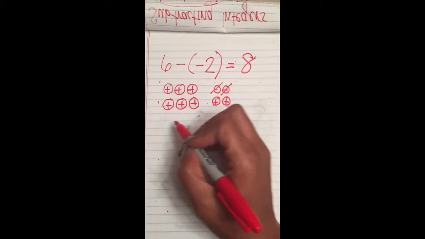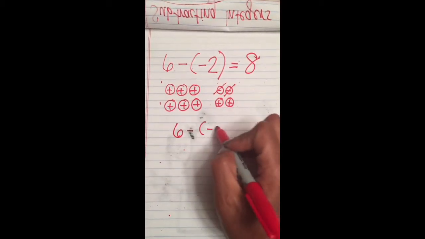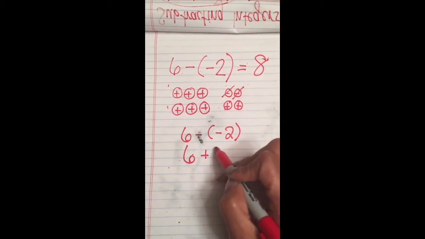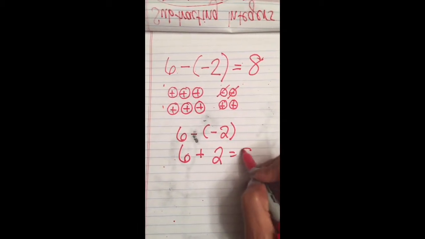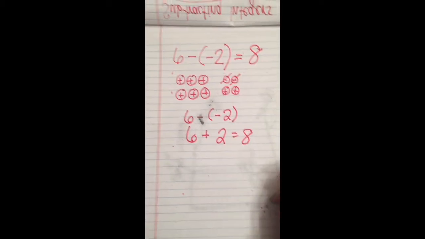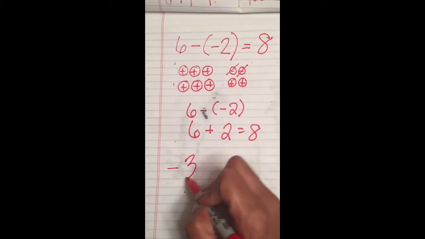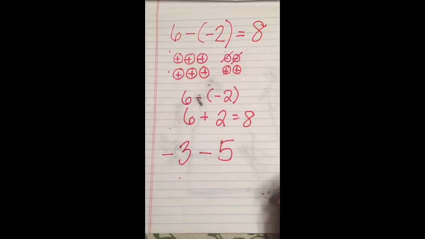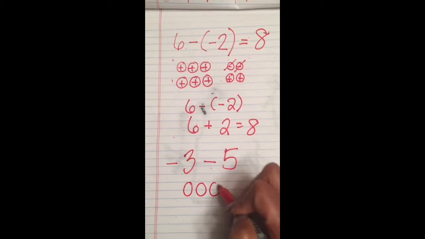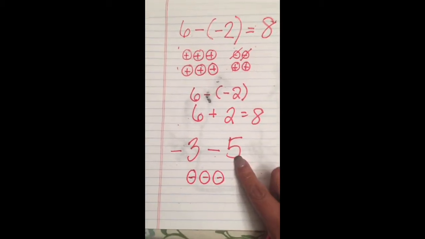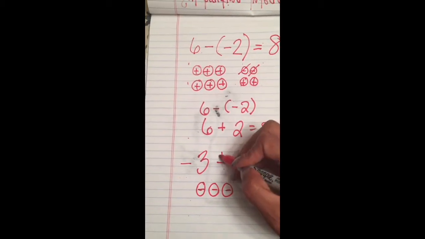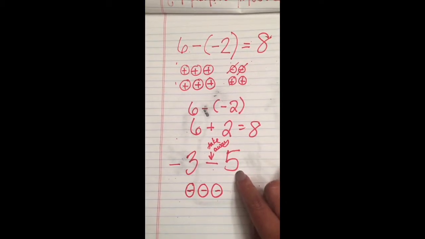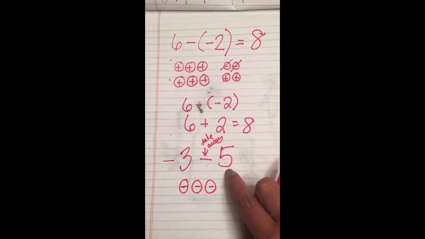If you're thinking of your additive inverse, this does work. 6 plus, I'm going to change this to positive 2, does equal 8. Let's try with a negative number. What if I have negative 3 minus 5? So I'm going to draw my negative 3. And I want to take away a positive 5. Remember, this is telling me what I'm going to take away, not a negative 5. It's telling me I'm going to take away a positive 5.